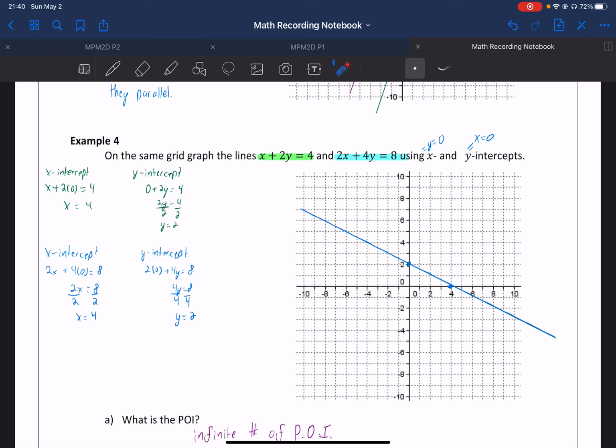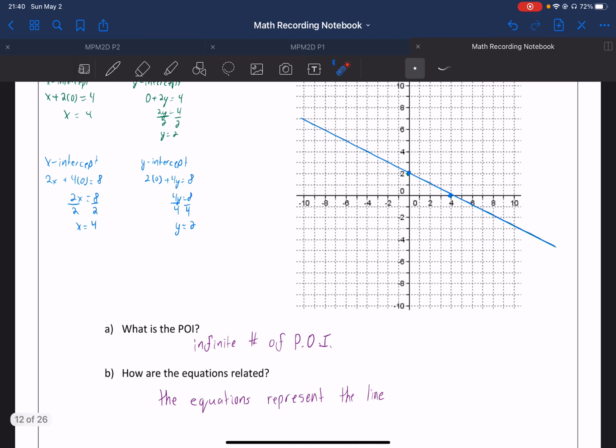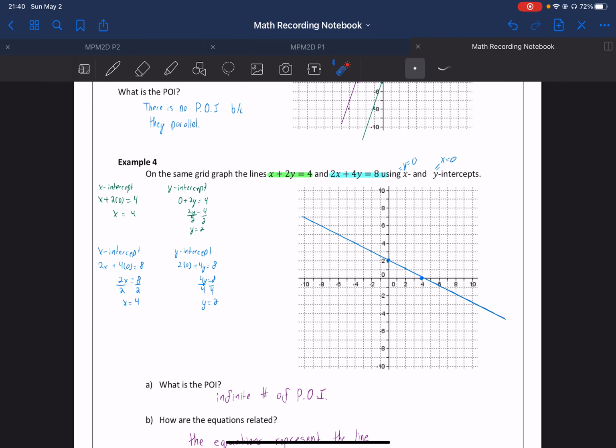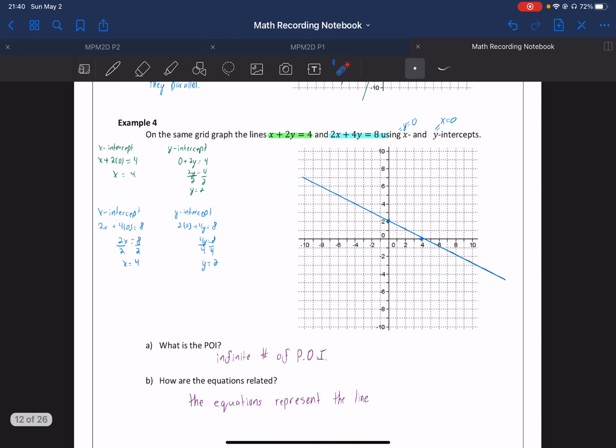So this is why when we look straight at equations, we might not immediately notice that they are the exact same line. This is an example where you're going to be going like, why didn't I notice this earlier? Because that would have saved me a lot of time. But this is an example where you're going to find an infinite number of points of intersection because they are the exact same line.